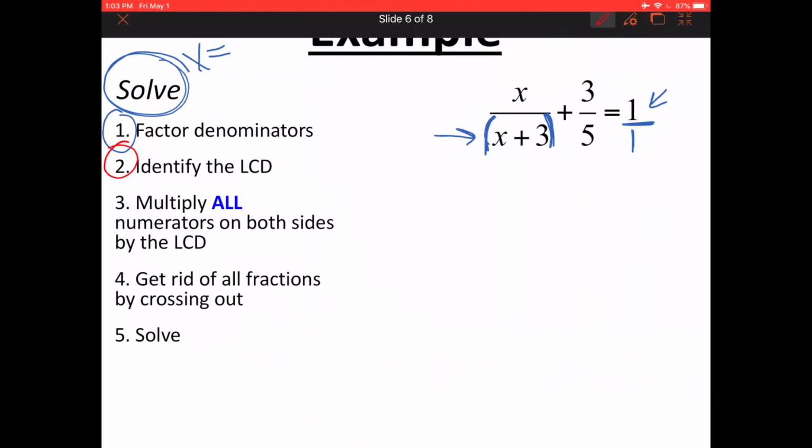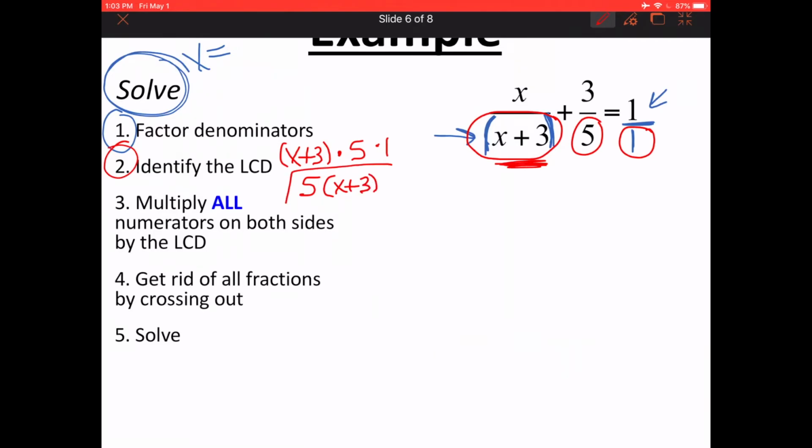So notice you need to take one factor from each denominator. This entire thing is a factor. X plus 3 is a whole factor. So I'm going to take x plus 3 times, my next factor is 5, so times 5, and then times 1. Notice there was no partners along the way to cross out. So my final LCD is going to be 5 times x plus 3.